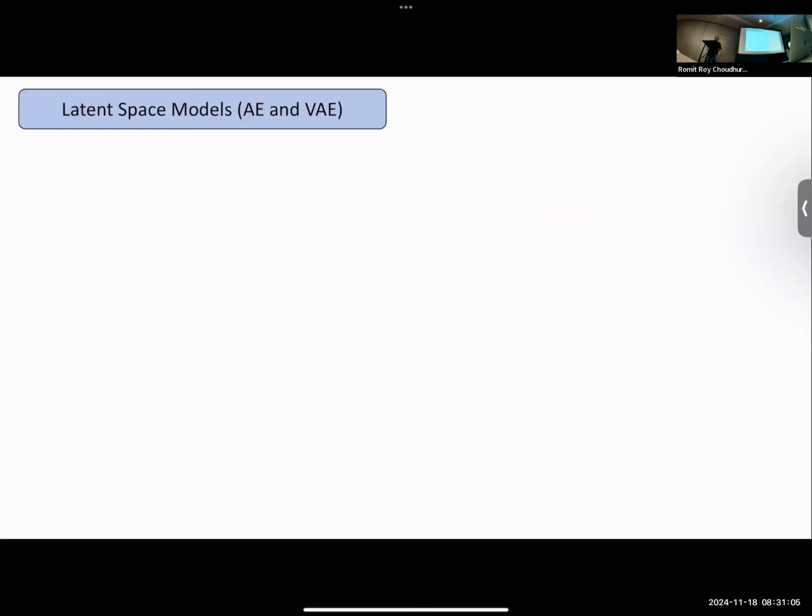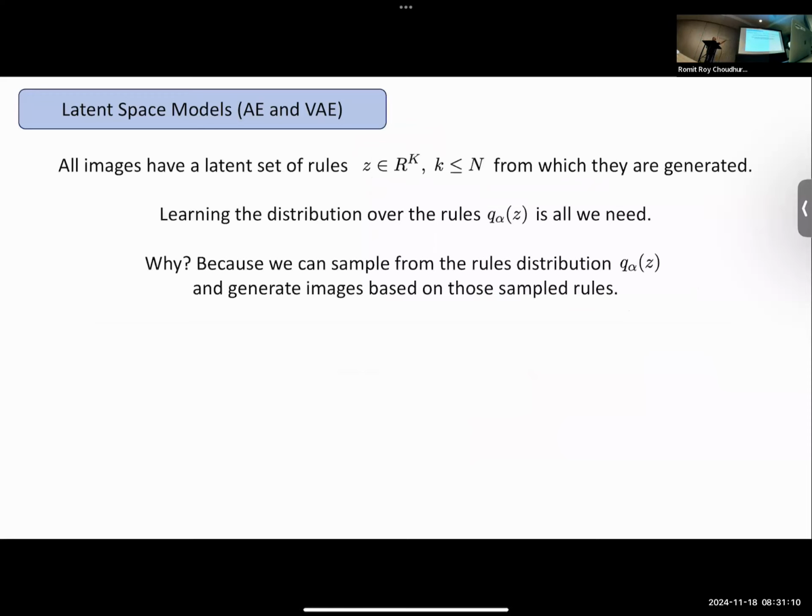Okay. Latent space models, autoencoders, and variational autoencoders. So this is the hypothesis with latent space models. It says, God generates these images, right? Actually, God does a very simple thing. God has a bunch of rules. And basically, it samples the rules, puts those rules together, and generates an image. So if we want to generate images, we just need to learn those rules and the distribution on those rules. Okay? If we learn those distribution on the rules, then we can sample from the rules and generate images.